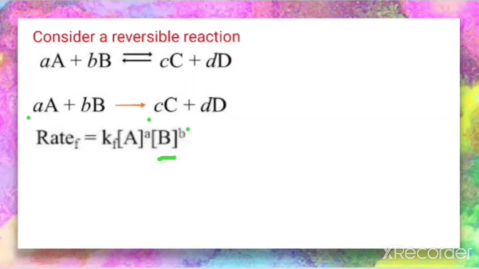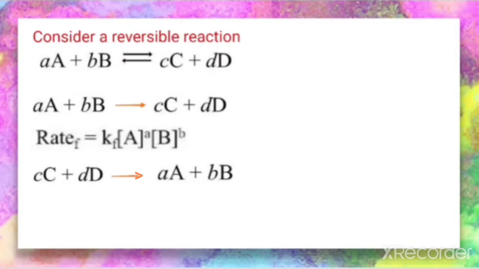So the rate is equal to the constant multiplied by the product of the concentration of reactants raised to the powers of their stoichiometric coefficients. That is for the forward reaction. The backward reaction will be written like this: C plus D is giving rise to A plus B. This is the backward reaction. So in the backward reaction, what will be the rate now?